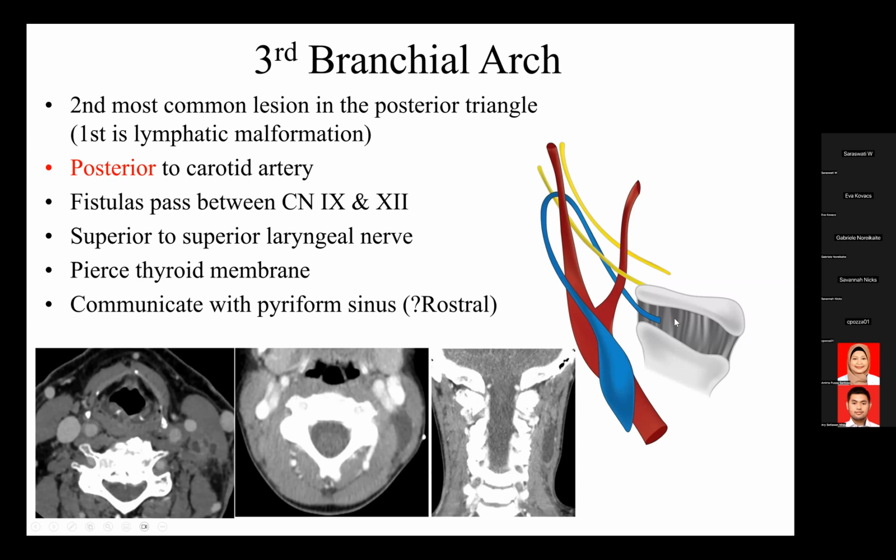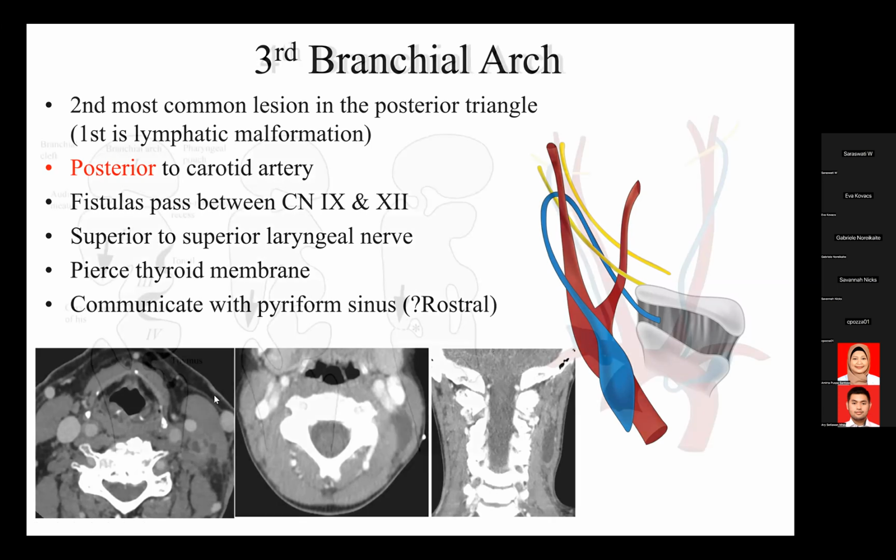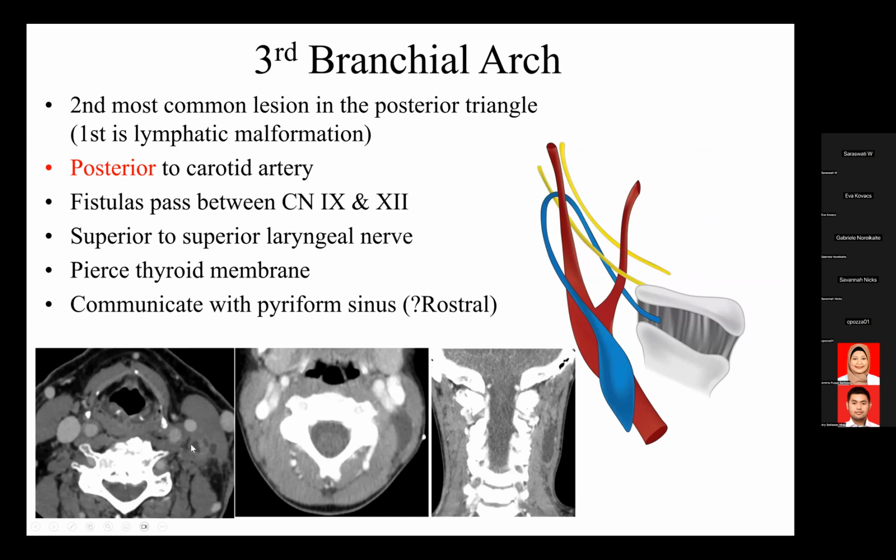But the key thing is that these pierce the thyroid membrane. They then course superiorly between cranial nerve 9 and cranial nerve 10, and then they run superior to the superior laryngeal nerve, and then they course inferiorly along the posterior triangle. So these are actually pathologic proven third branchial anomalies.